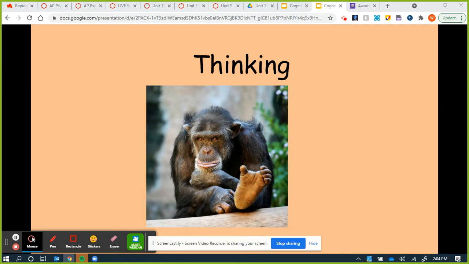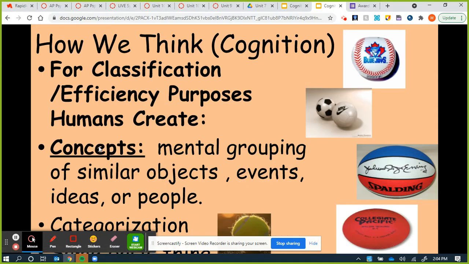All right, so first thing we're going to talk about is thinking and problem solving. Some of this stuff I'm just going to go through very quickly because a lot of it is very straightforward. All right, so how do we think? Most of what we think about is for classification purposes. How do we classify things?